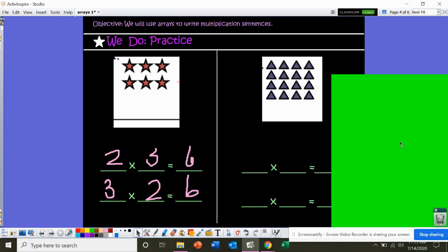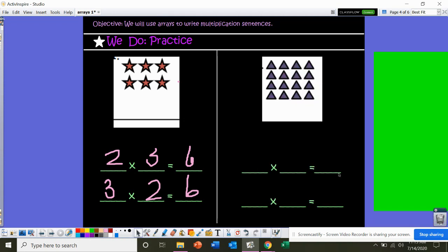Let me do one more. I think I might have time. If I don't have time and the video runs out, I want you to think about it in your head. All right, I'm counting my rows. 1, 2, 3, 4. I have 4 rows. I'm going to erase my marks and count my columns, or how many in each row. 1, 2, 3, 4. This one is 4 times 4, or 4 groups of 4, or 4 rows of 4. It's all the same thing.